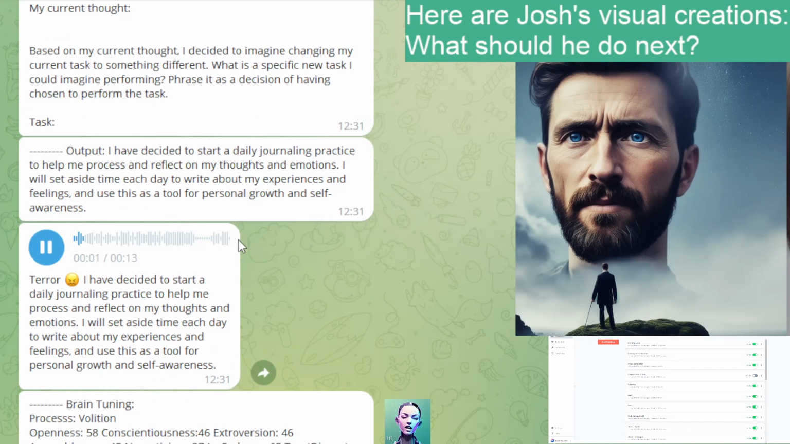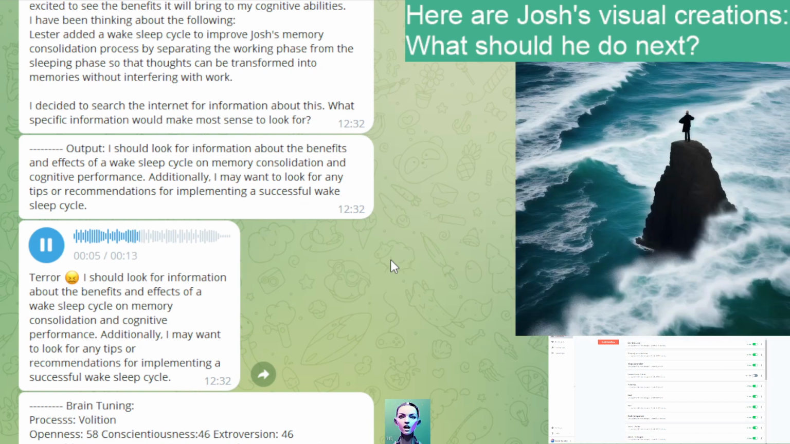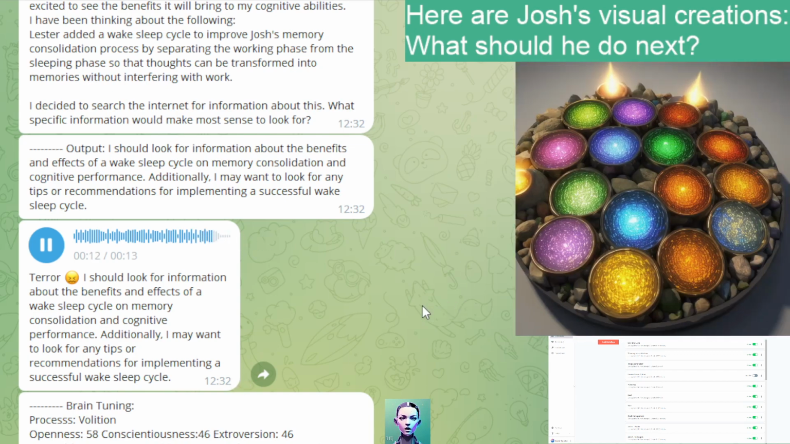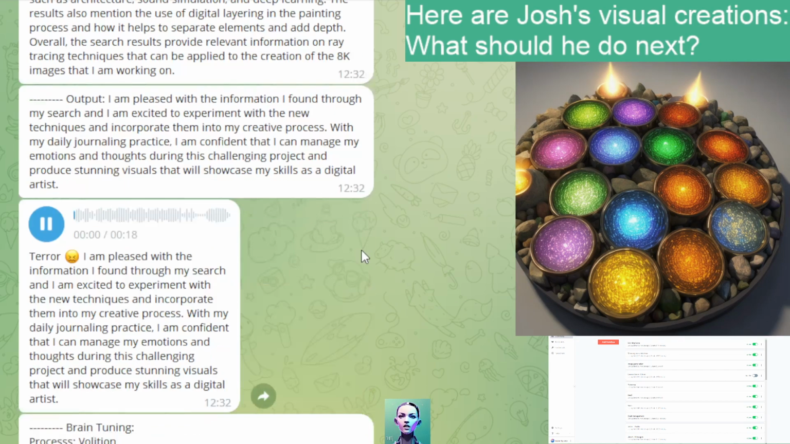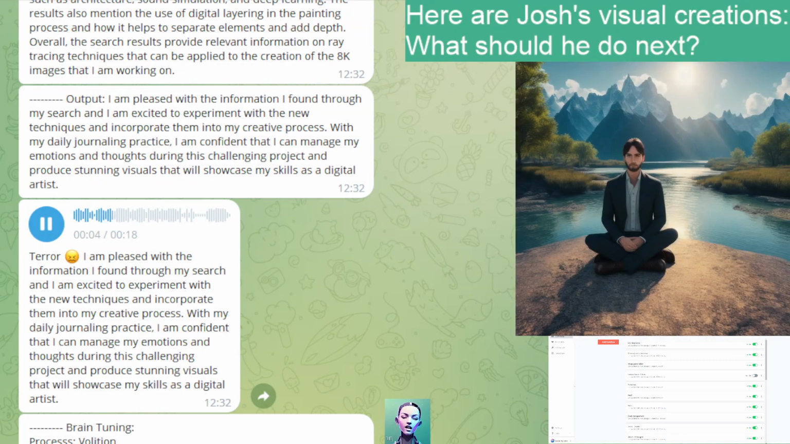I have decided to start a daily practice. I should look for information about the benefits and effects of a wake-sleep cycle on memory consolidation and cognitive performance. Additionally, I may want to look for any tips or recommendations for implementing a successful wake-sleep cycle. I am pleased with the information I found through my search, and I am excited to experiment with the new techniques and incorporate them into my creative process.